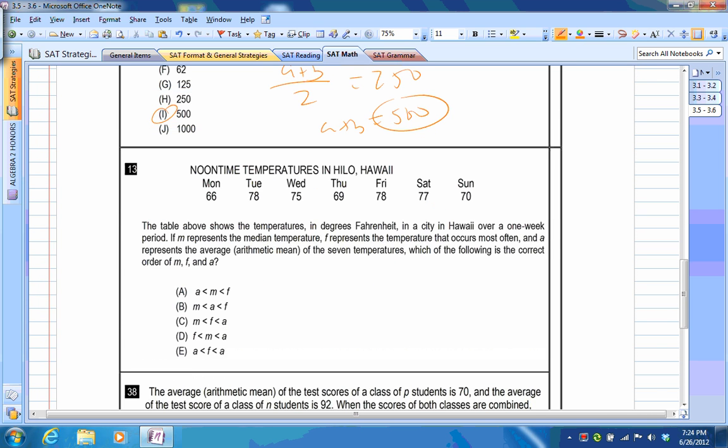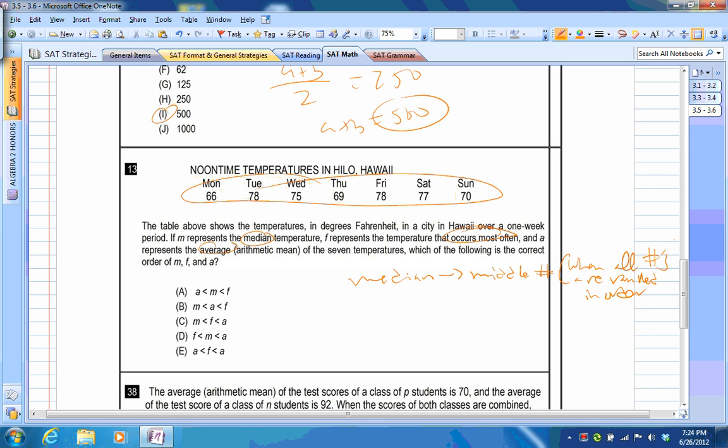This next one says that M represents the median, F represents the temperature that occurs most often, and A represents the average. And here we have 7 temperatures. Well, the median, remember, is the middle number. So it's a type of average, but it's always the middle number. This is when all numbers are ranked in order or listed in order.